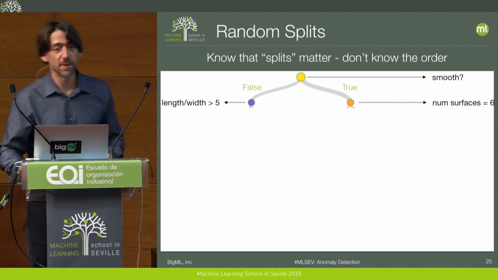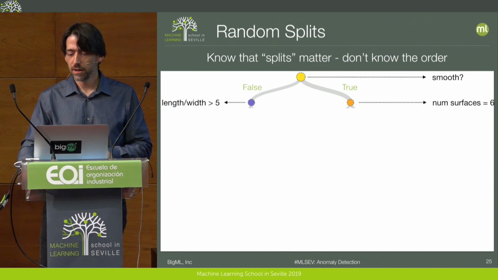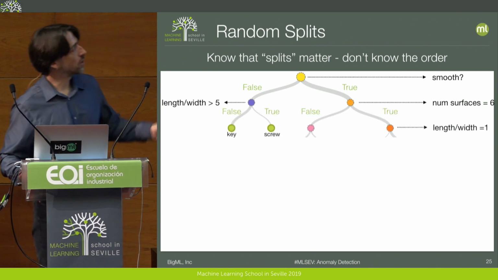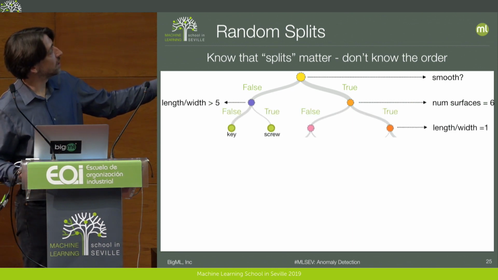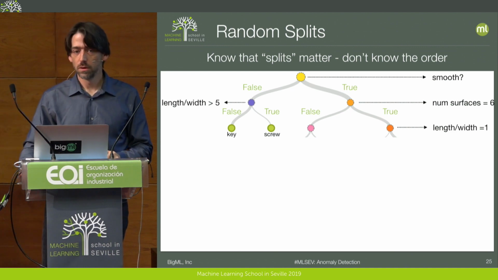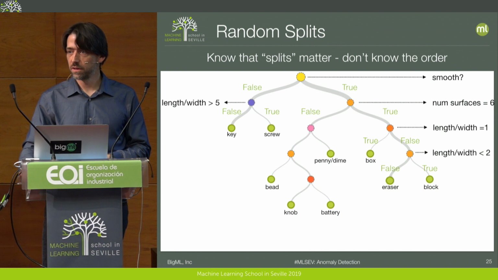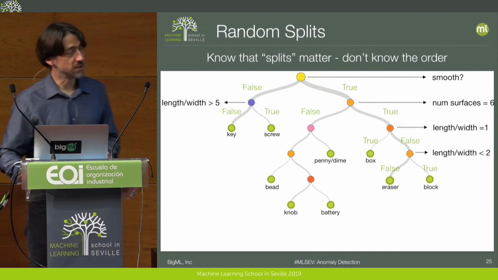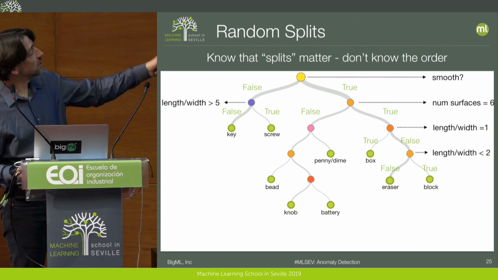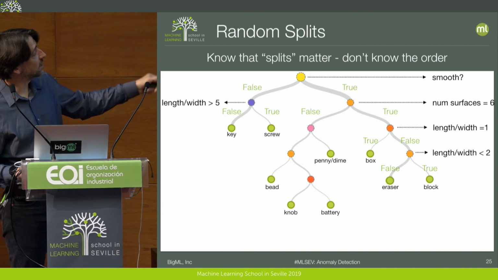Let's just split on something else. I'm picking this totally randomly, all right? Number of surfaces is 6, okay? And we split again. And look, over here we're done. We already have the key and the screw. And then we just keep going. We keep going, we keep going until everything is all by itself. Isolated, that's key, isolation. So now we've just done random splits every time until everything is by itself.